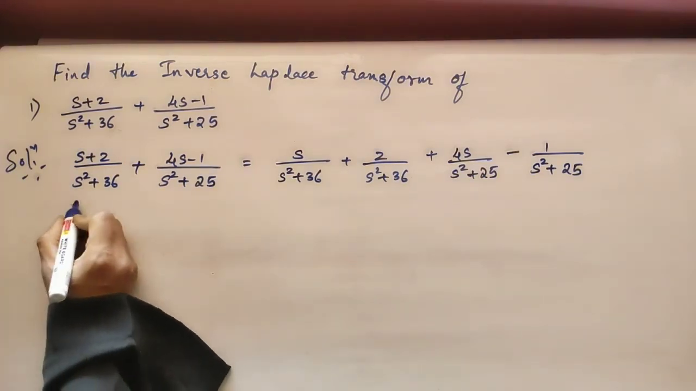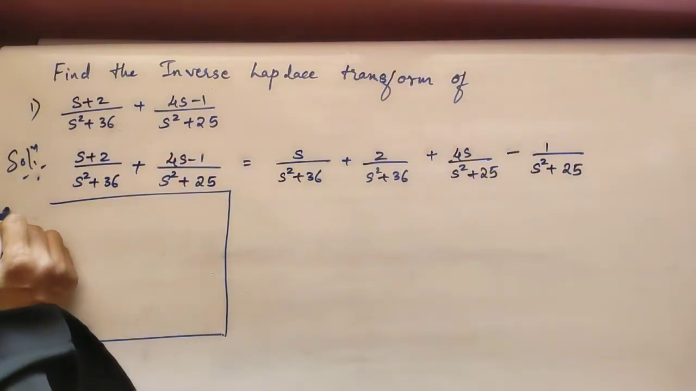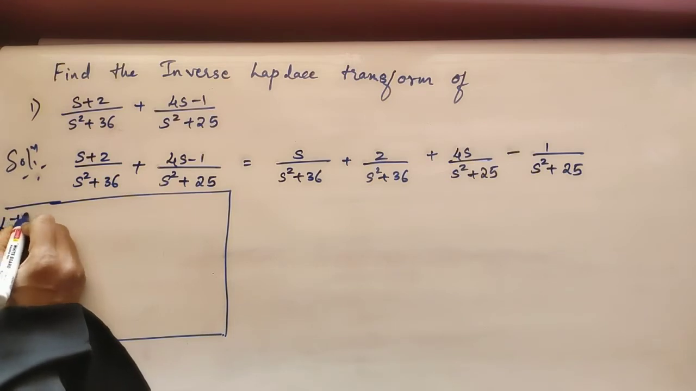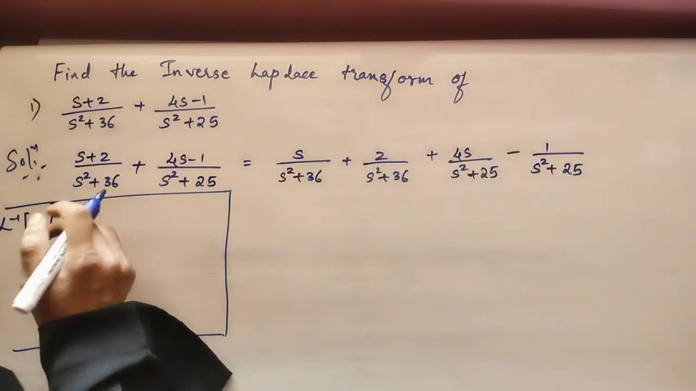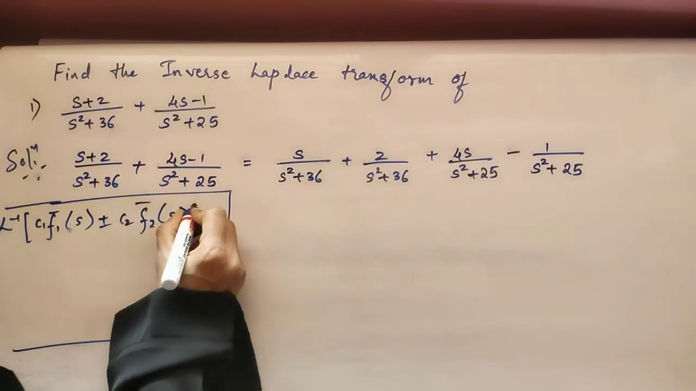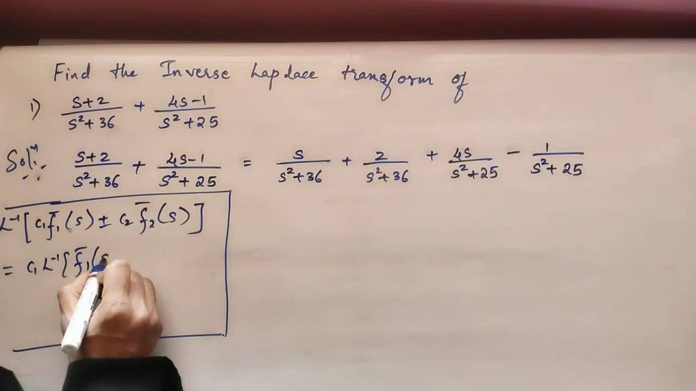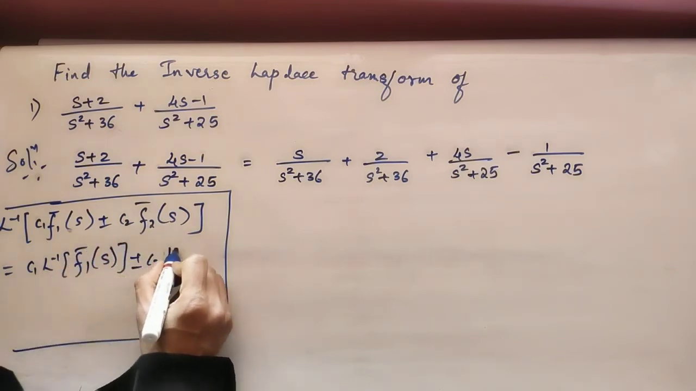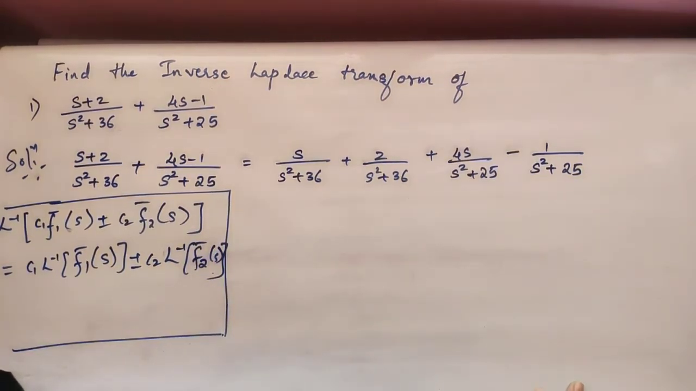Okay, now I should give one more important point here. So I'll just write it in a corner. Suppose you have the inverse Laplace transform of c1 f1 bar of s plus or minus c2 f2 bar of s. It will always be equal to c1 inverse Laplace transform of f1 bar of s plus or minus c2 inverse Laplace transform of f2 bar of s. So it goes for any number of functions. That means inverse Laplace transform satisfies the linearity property.